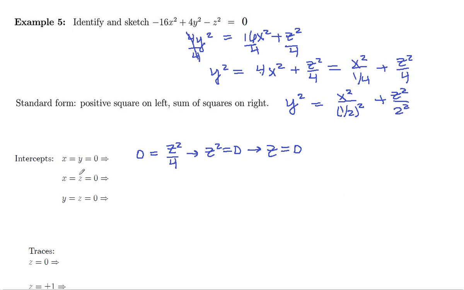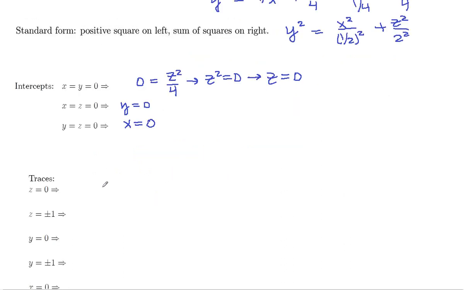So if you were to plug this one in, x and z equals 0, you would get y equals 0. And plug y and z in, you would get x equals 0. So intercepts are all at the origin. Traces now. So let's look at some traces. Z equals 0, plus minus 1, y equals 0, plus minus 1, and then same for x. So our traces here, oh, and this was elliptic cone.